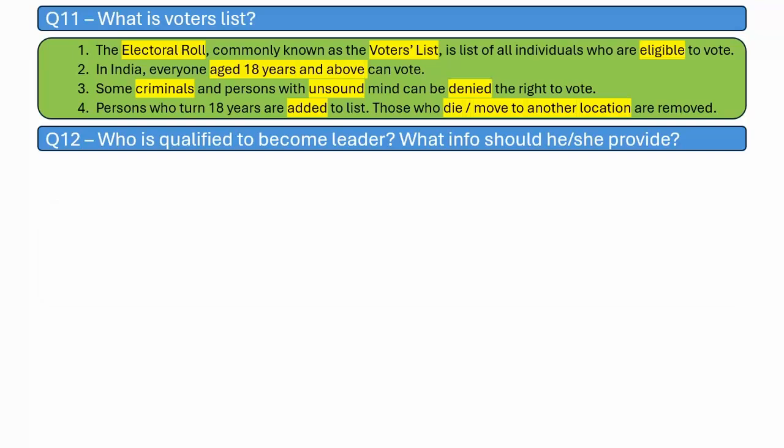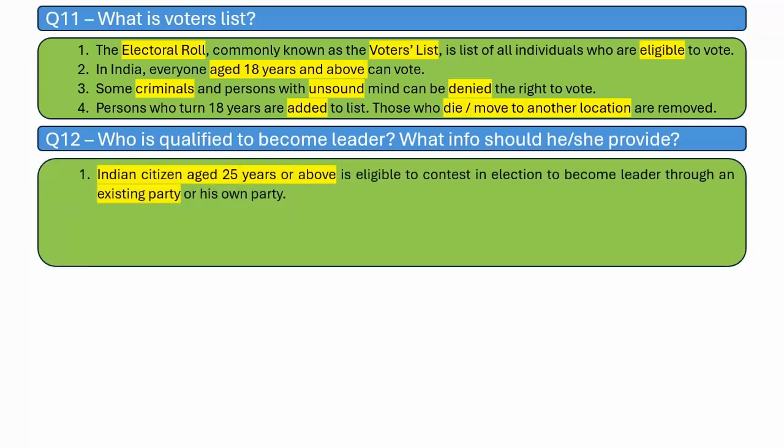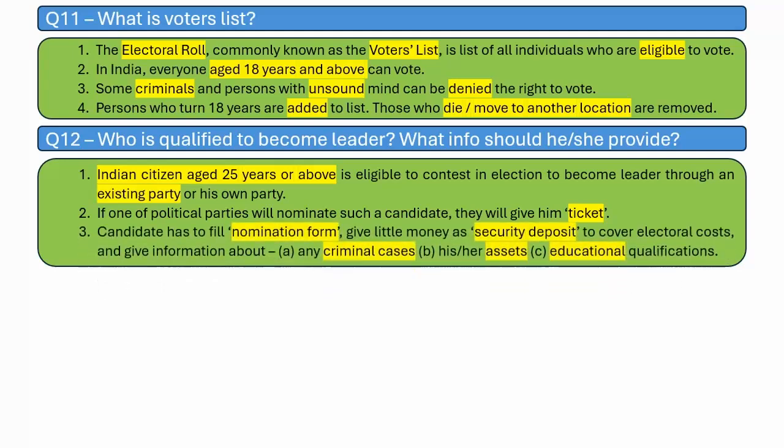Who is qualified to become a leader? What information should he or she provide? In India, an Indian citizen aged 25 years or above is eligible to contest in an election and become a leader through an existing party or his own party. If one of the political parties nominates such a candidate, they will give him what is known as a ticket for the election. The candidate has to fill a nomination form and give a little money as security deposit to cover electoral cost, and information about any criminal cases against him or her and his or her assets.